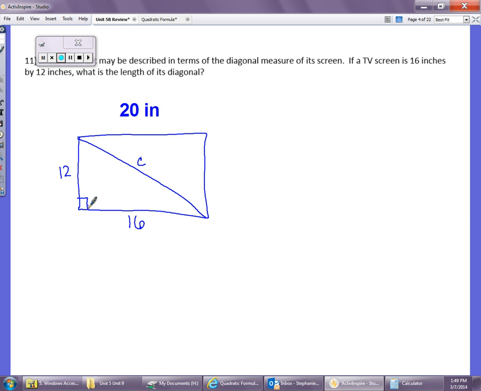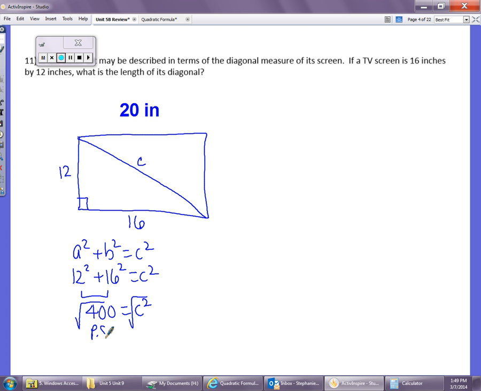So again, this is the Pythagorean theorem. Plug and chug. Add these two together. You get 400. The great thing about 400, it is a perfect square. So you just simply get 20. So that means that the diagonal is 20 inches.